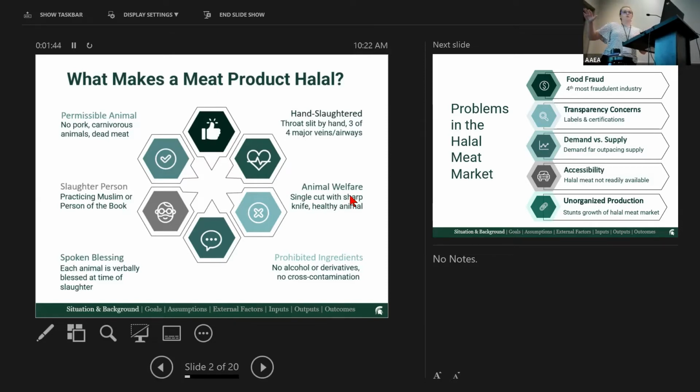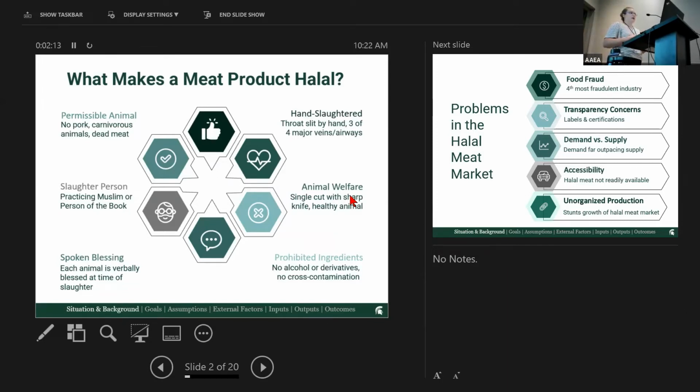It is preferred in most certifications that the animal be hand slaughtered. Machine slaughter is also an option for poultry. And when that happens, you're going to have at least 3 of the 4 major veins or airways in the throat severed, but not the spinal cord or beheading the animal because, again, the heart won't continue beating at that point. Animal welfare is a key principle in Islam, so they attempt to make this process as pleasant as possible, with a single sharp cut with a knife to the throat.